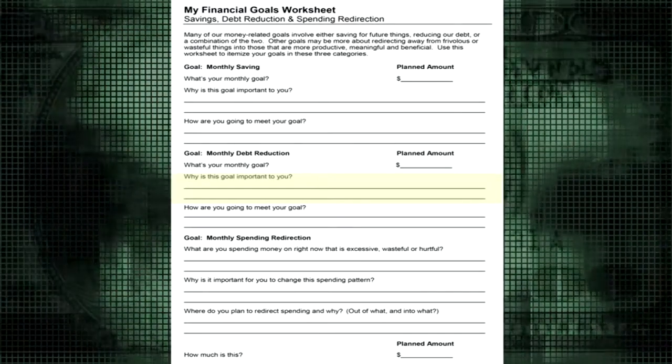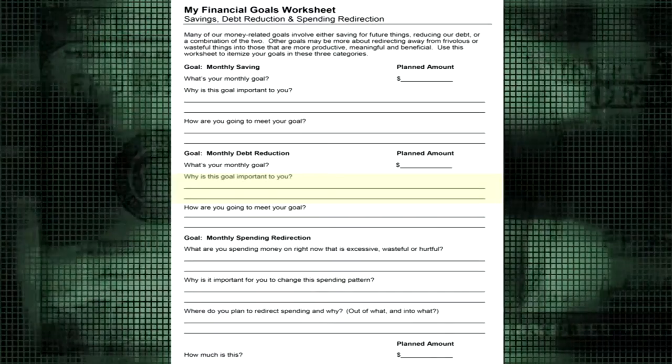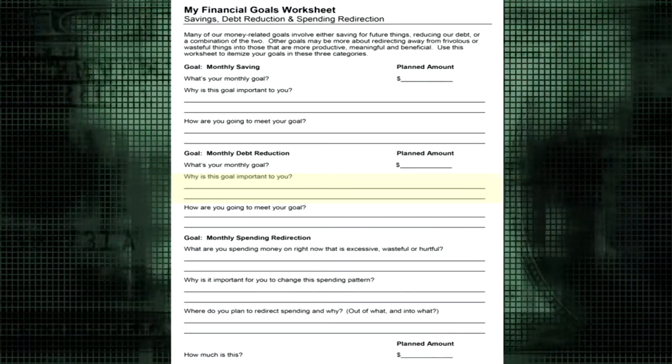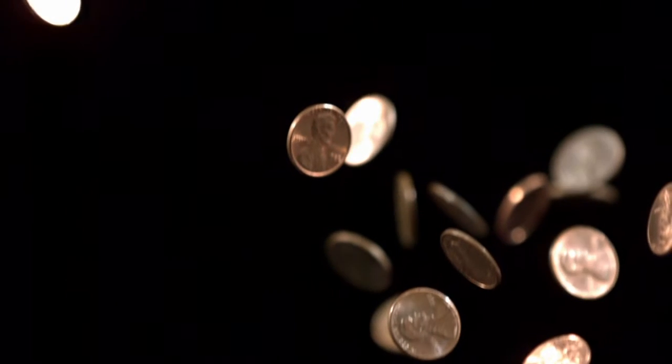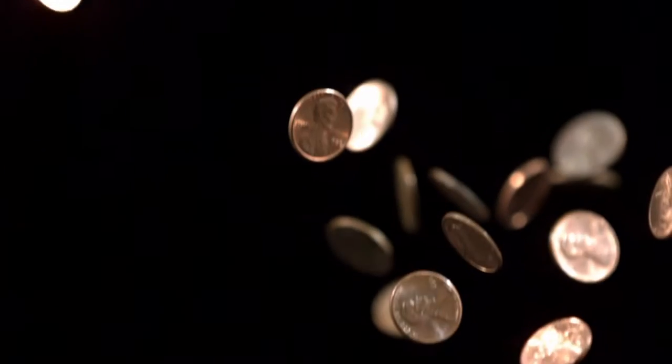This reinforces your commitment to your goal. One or two key phrases are all you need. Then state how you're going to meet your goal. Remember, there are only 100 pennies in a dollar, so each penny you use to pay extra on your credit card has to come from somewhere.